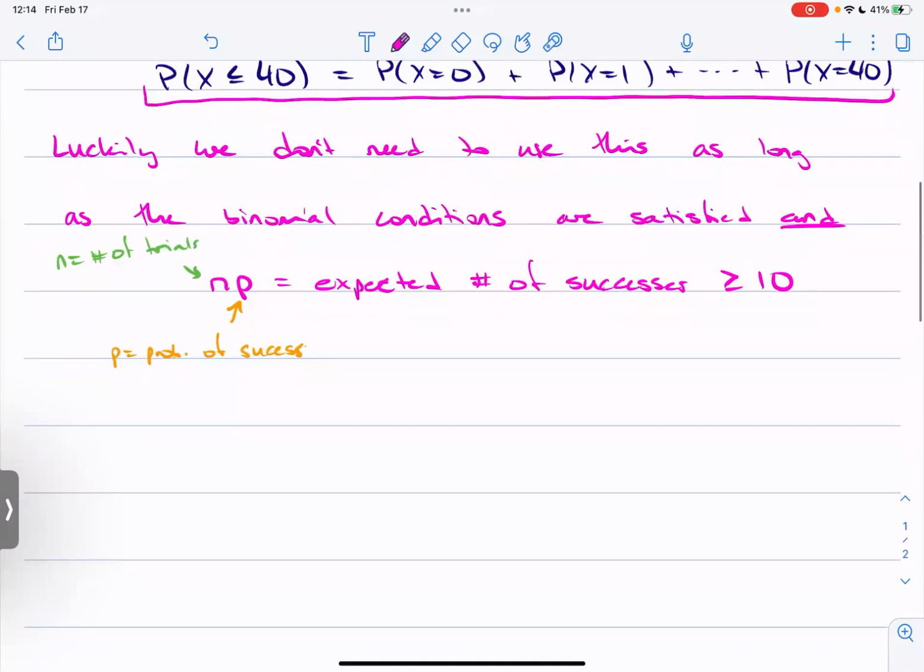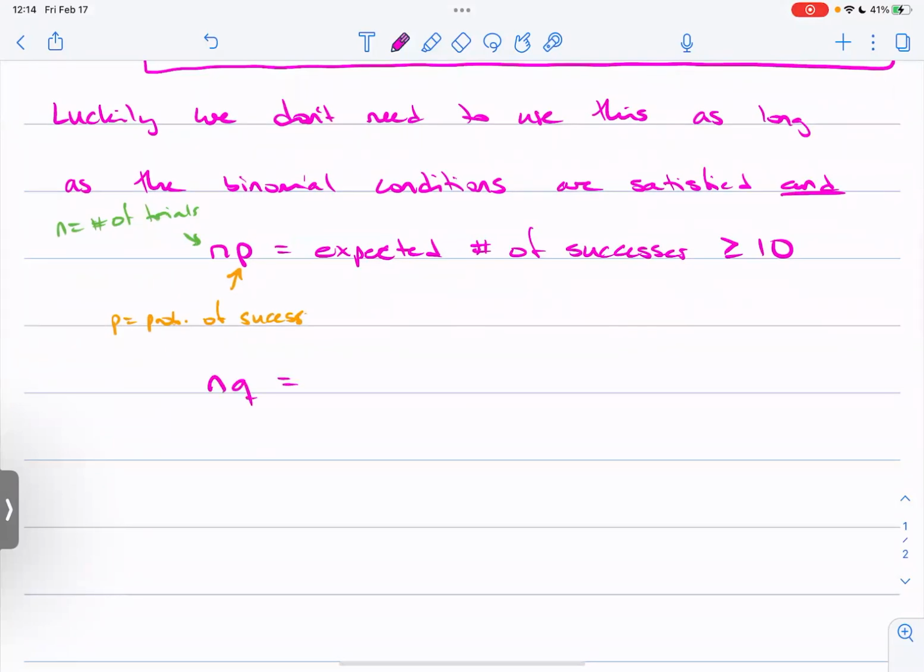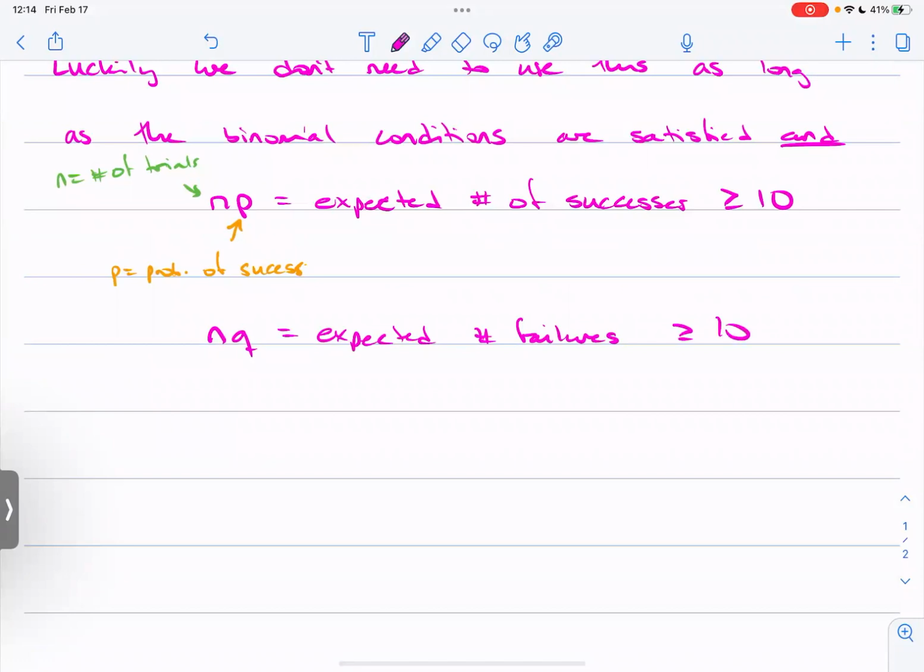Okay. So n times q, which is the expected number of failures, also has to be greater than or equal to 10. Okay. These conditions will always be satisfied for us. And in general, if you're applying this in the real world, they will be satisfied, but you do have to show that you checked them. So it's one of those things, okay, now I have to check that this is true. Okay, it is, great, moving on. But you still have to do it, okay?